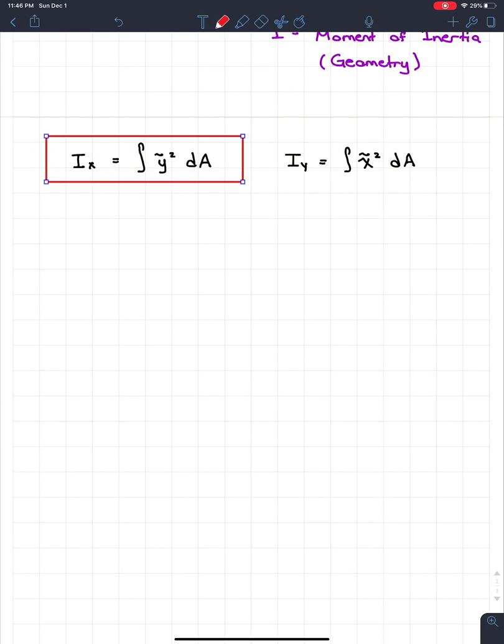And at first it could be a little bit scary because it has a squared, it's an integral. You guys might not like it. However, if we look at this formula, it's actually only comprised of two things. Y squiggle is equal to question mark, and dA is equal to question mark. So the question becomes, how do we determine these two values? And it's actually the exact same as centroids where we have to take a slice.